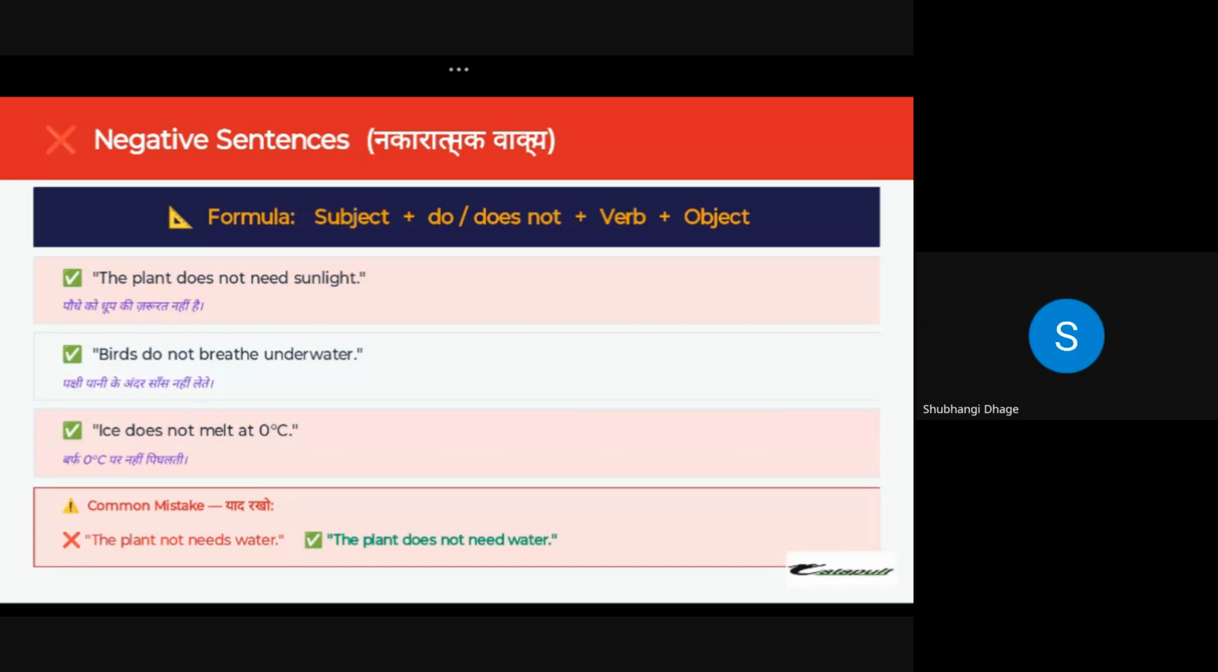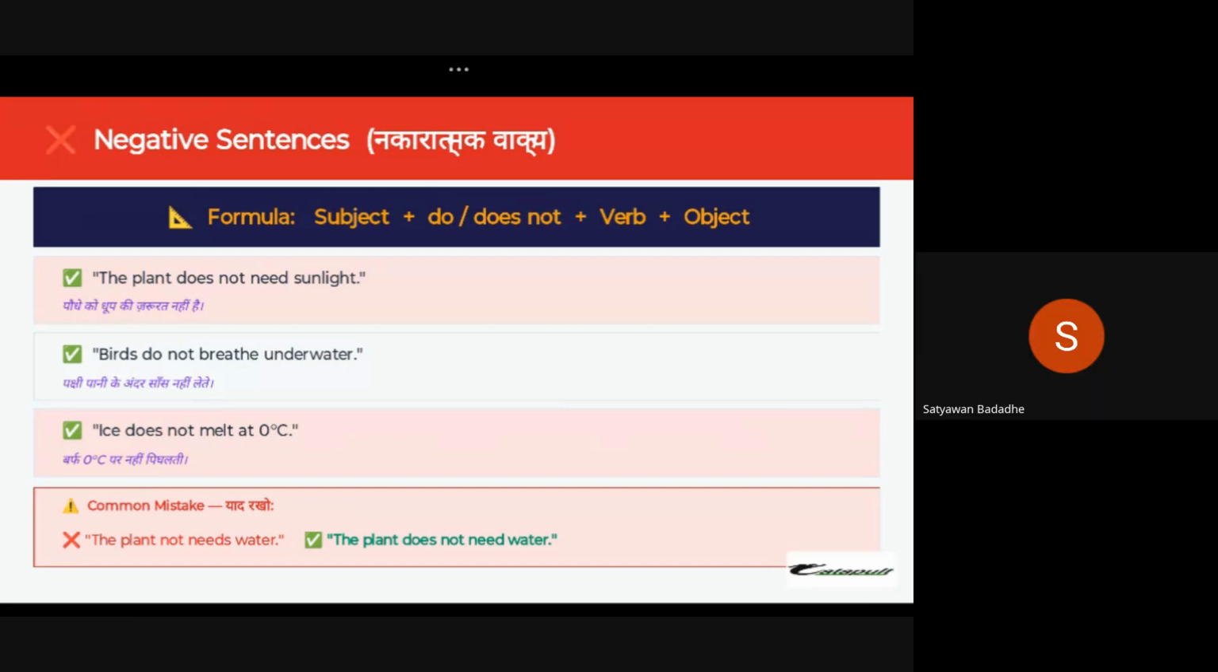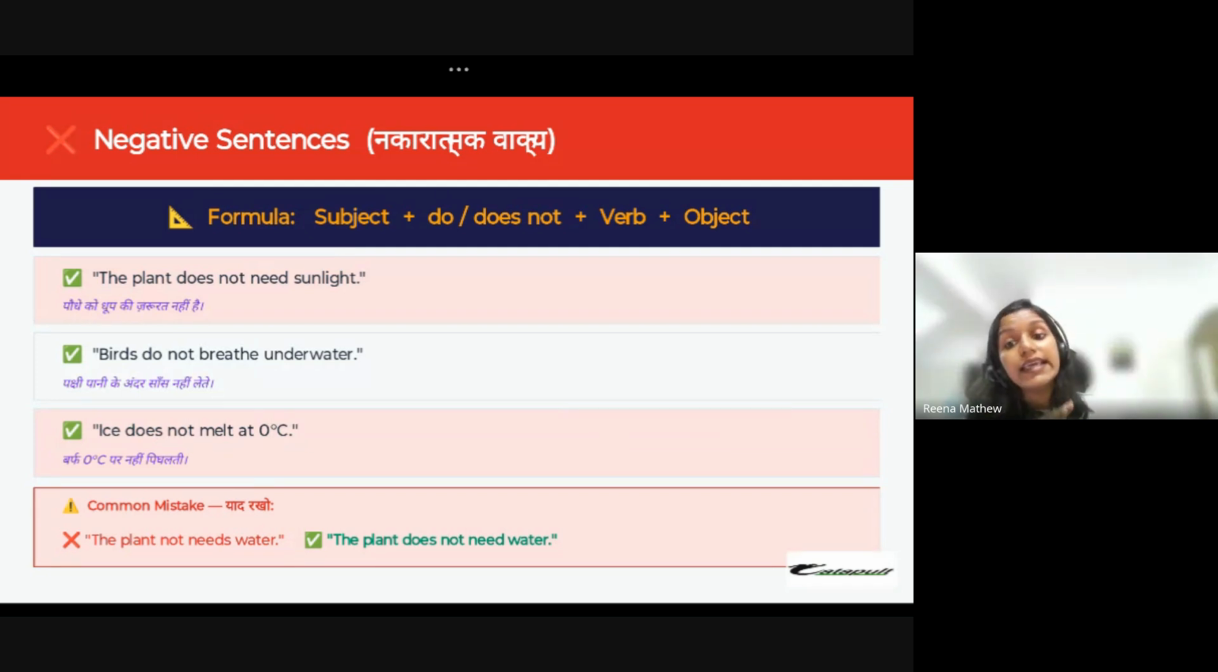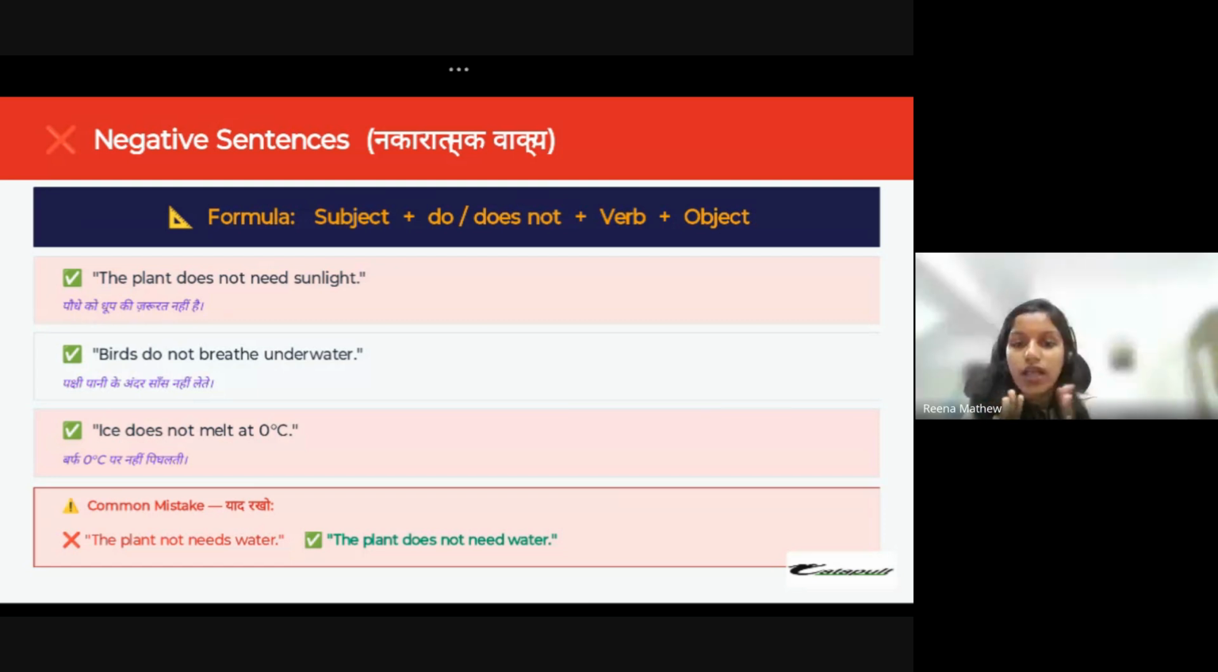So if I say my favorite subject is English, when I am making it negative, I will say मेरा favorite subject English नहीं है. नहीं means I will use the word not. My favorite subject is not English. Okay, so this is the format, this is a formula.